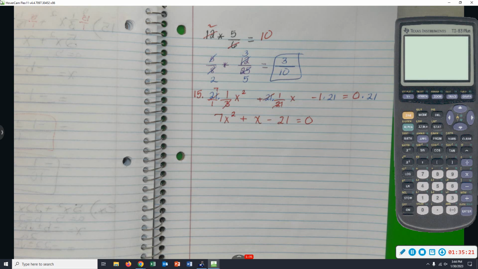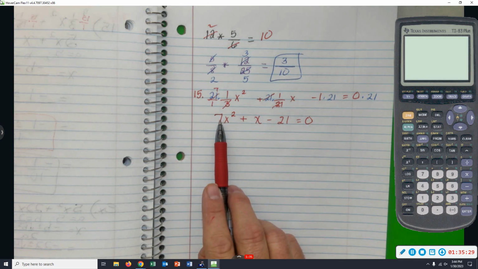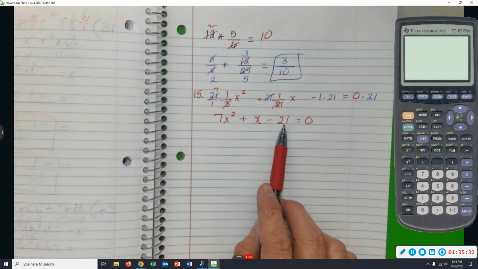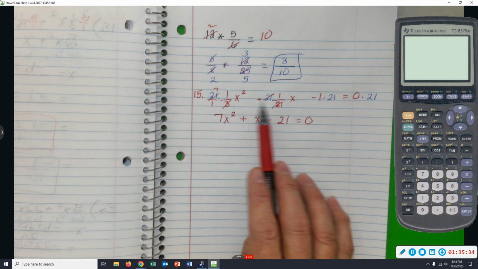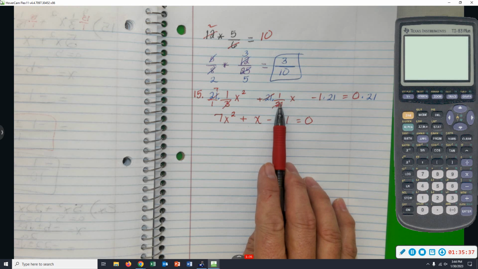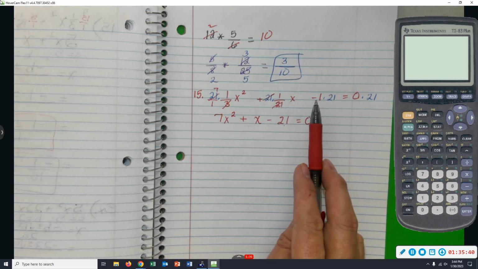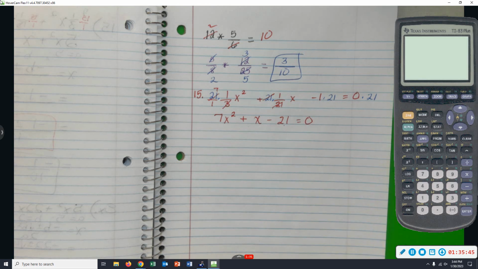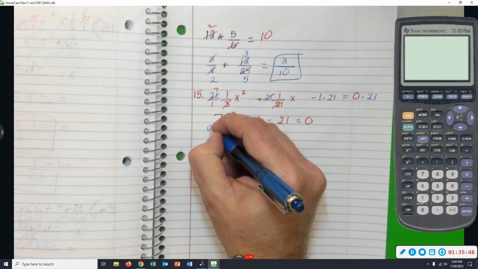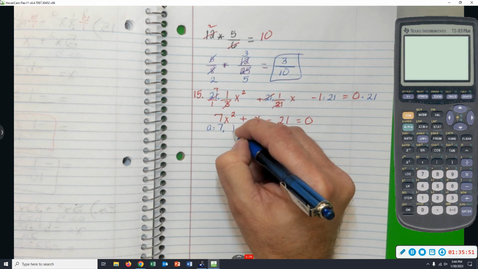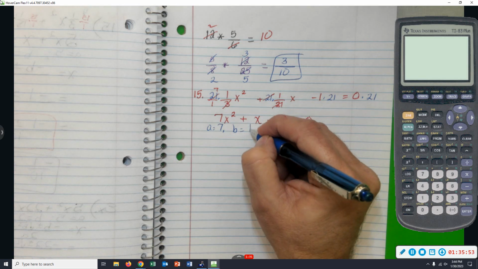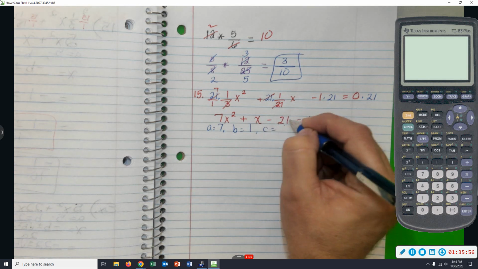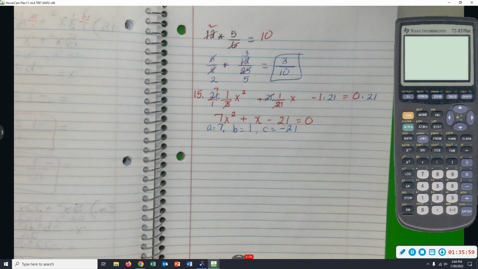And why did we multiply through by 21? Well, I think it'll be easier, A, B, and C being 7, 1, and negative 21 versus having a fraction for A, a fraction for B, and a negative 1 for C. It'll still work, but it'll be a lot more involved. So A is 7. What's B? 1. And C is negative 21.